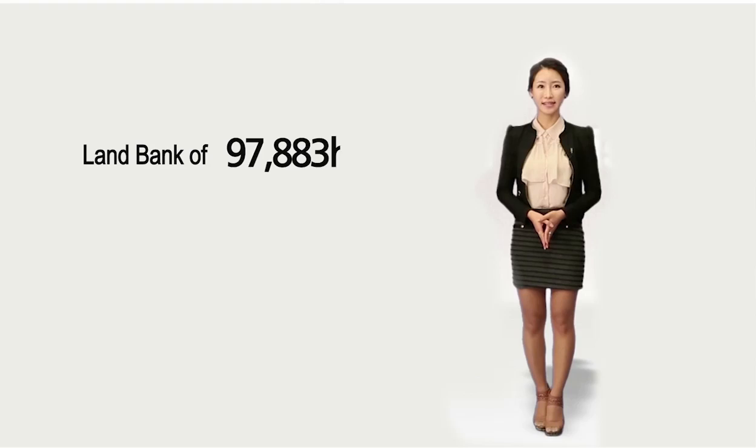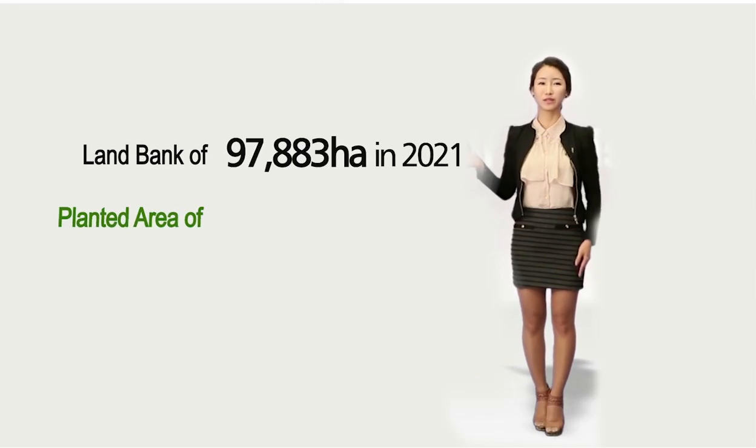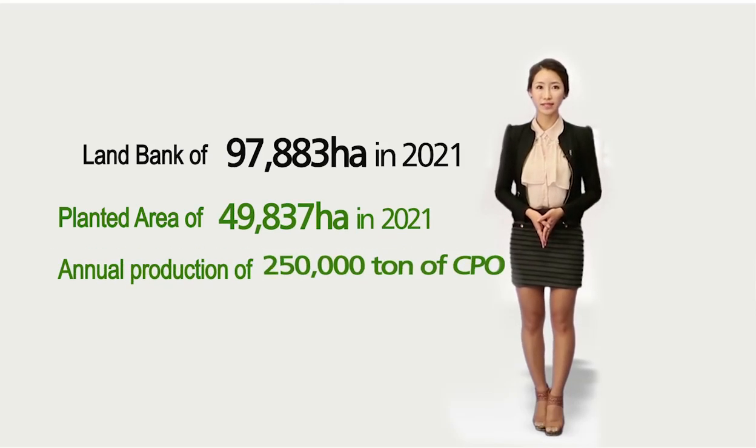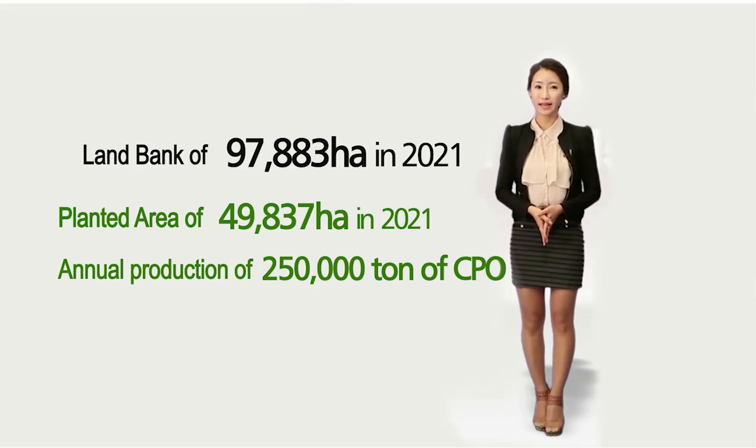The TSE Group Palm Oil Division has a total plantable area of land bank of 97,883 hectares in 2021, and will plant palm trees in 51% of the total area, which is about 49,837 hectares of the land bank, and then will produce 250,000 tons of crude palm oil annually.